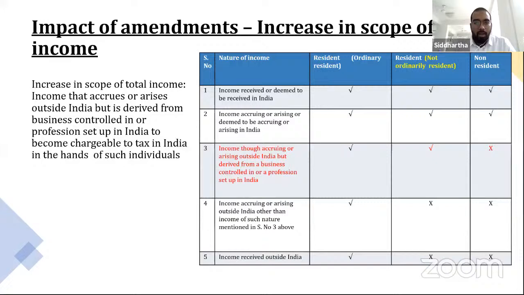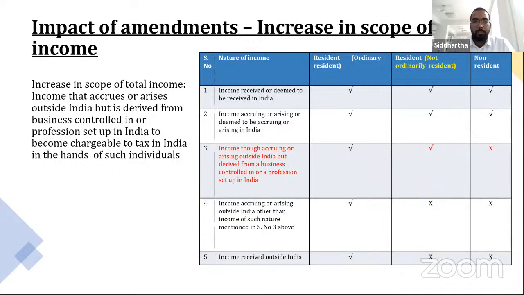So here is the impact of the increase in the scope of total income. If you are becoming a resident but not ordinarily resident, you have to also include in your total income one more income, that is income that accrues or arises outside India, but that is derived from a business controlled in or profession set up in India. So let us suppose you have a business in India or a profession in India, but you are earning income through that business or profession from outside India. In that case, that will be included in your total income, being a resident and not ordinarily resident. If you are a non-resident, that won't be included in your income. But since due to this amendment you become a resident and not ordinarily resident, that income will be included in your total income.